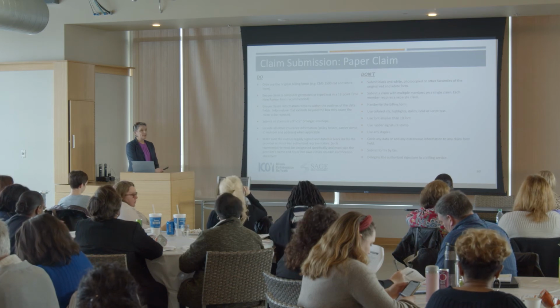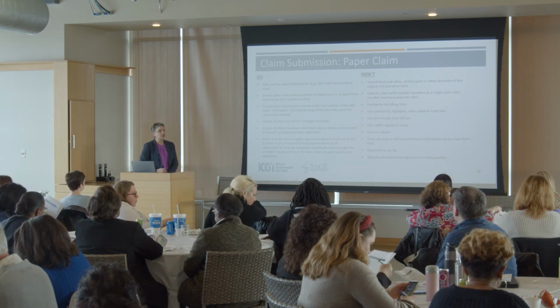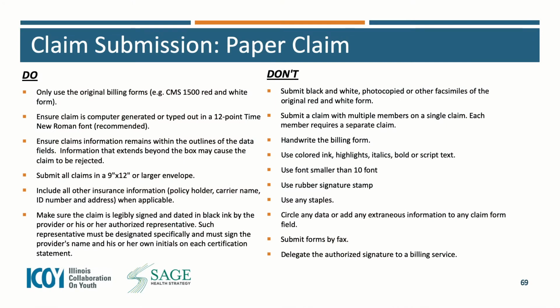So if you are going to submit paper claims, it's perfectly legal unless your contract says otherwise. These are some of the do's and don'ts. I'm not going to read through them in any great detail. The really important thing is you have to use the original billing form. I'm assuming if you guys are billing, you're using the CMS 1500, you have to use the original red form. You can't just buy one and photocopy it 500 times. You have to get the actual forms, and you have to type them or submit them in a fillable PDF kind of format. Don't handwrite them.